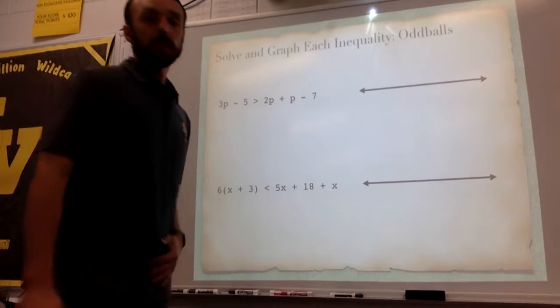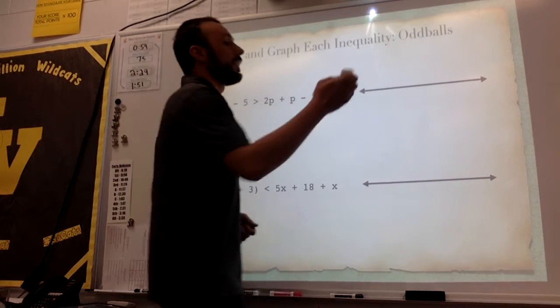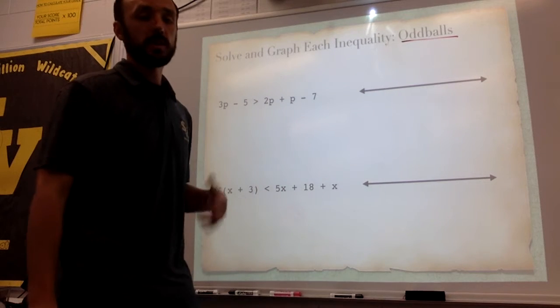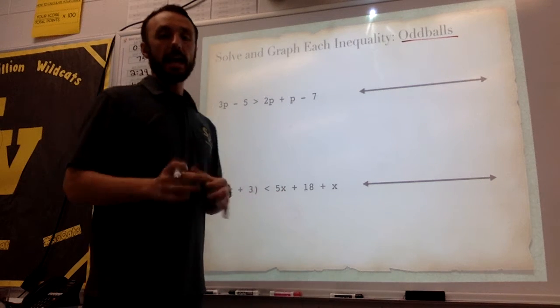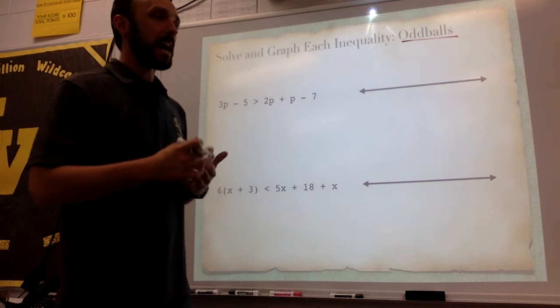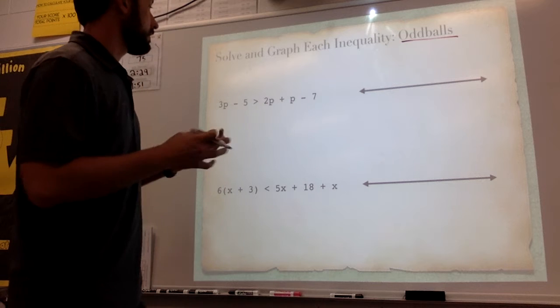Okay, now we are going to move on to your favorite part, the oddballs. The times when it doesn't work out like it usually does. This is when we get the no solutions, the all real numbers, when we don't just get x equals or p is greater than, when we get something out of the ordinary. So you can't always tell by just looking at it, but let's do what we know how to do.